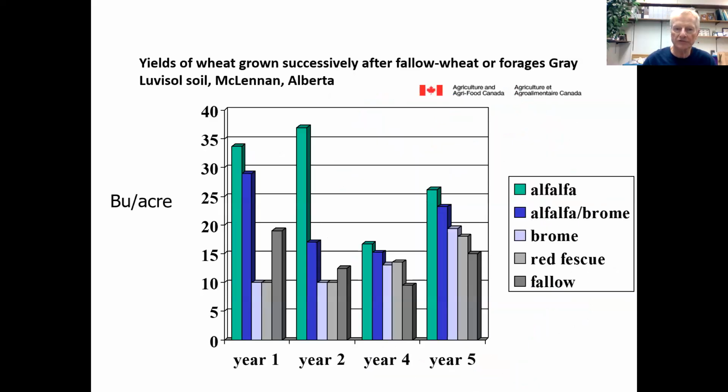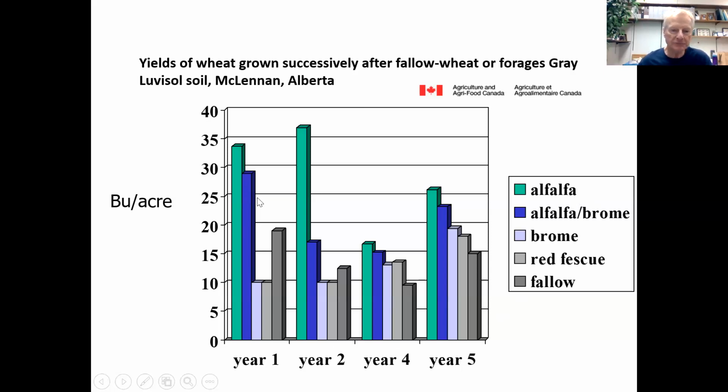And I'm just going to give you one example from northern Alberta. What they've done here is they had a bunch of land uses: multi-year alfalfa, alfalfa brome, red fescue, and then a rotation where they had wheat fallow. So they grew the wheat after these crops or after something that had been fallowed for a long time. And what they monitored was the yield of the wheat in year 1, 2, 4, and 5 after they broke up the forages. I don't know what happened to year 3.